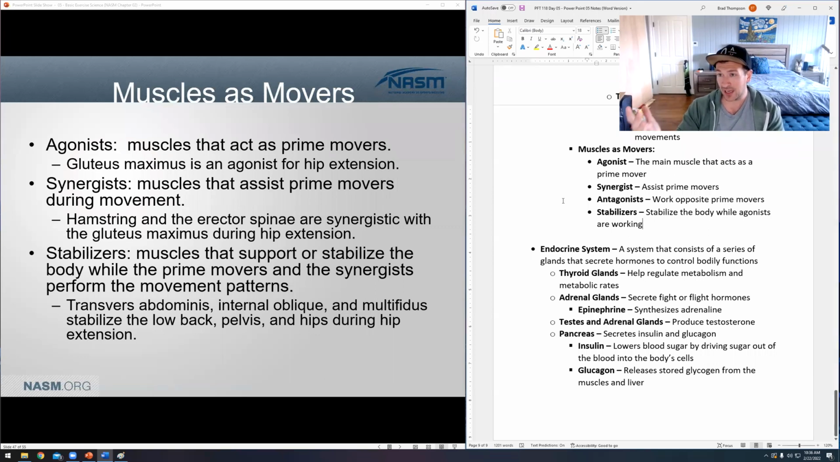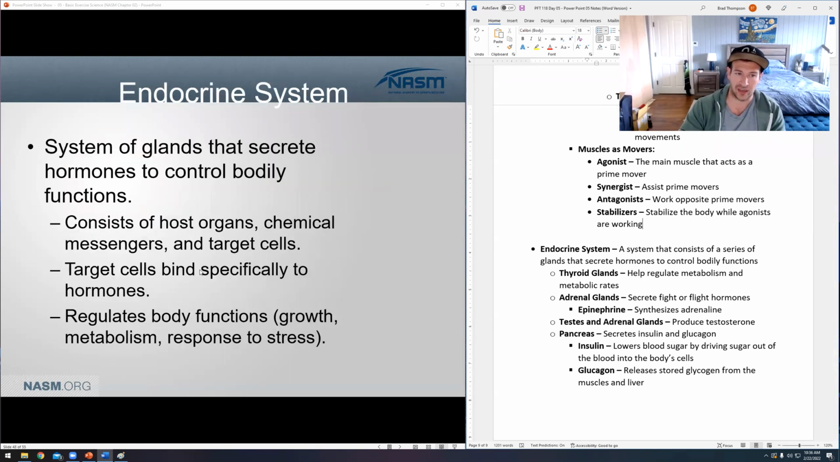Meanwhile, we also have stabilizers. Stabilizers are all the muscles that are stabilizing while agonists and synergists are pulling everything around. So your core muscles, your rotator cuff, things like that, are holding everything together.